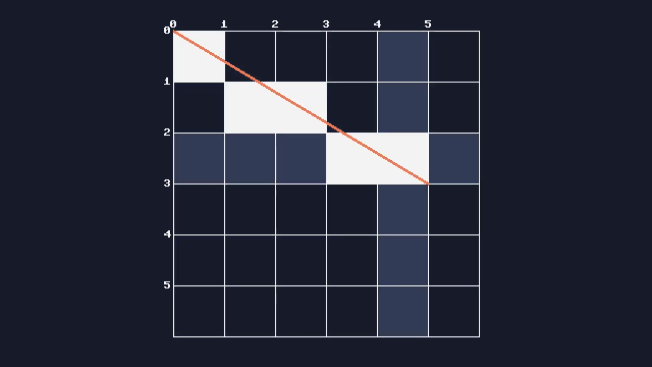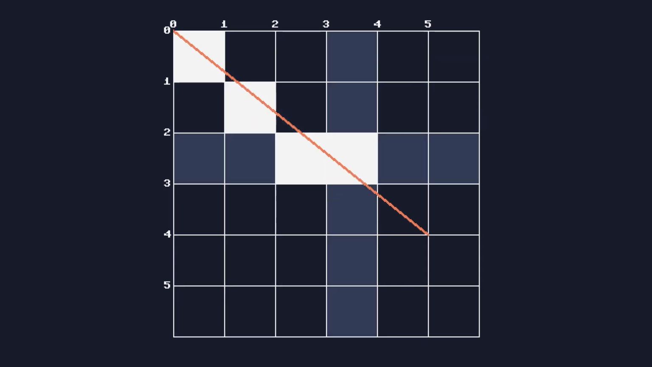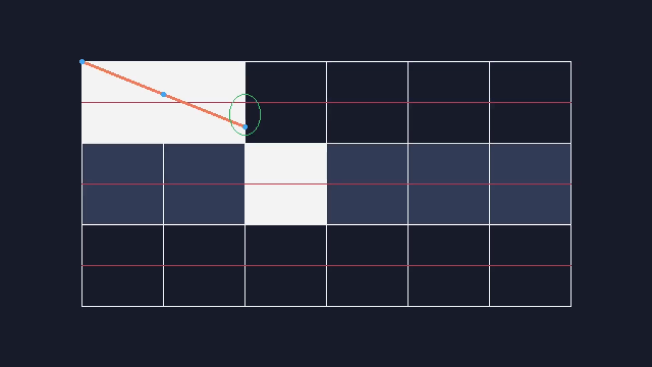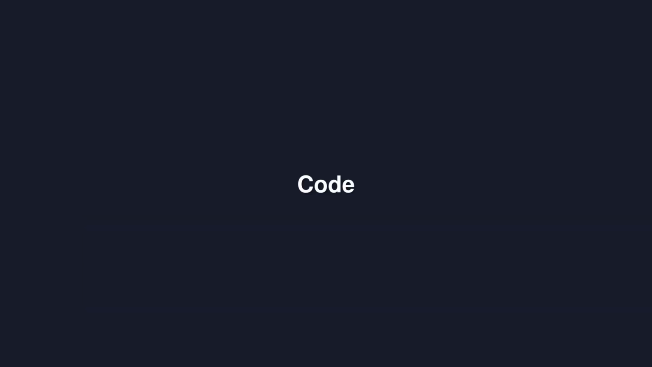So instead of rounding the line position at each column, we can decide whether to move to the next row or stay on the same one. Making this decision is fairly straightforward. If the line crosses the midpoint of the row before reaching the next column, we move to the next row. If not, we stay on the same row.